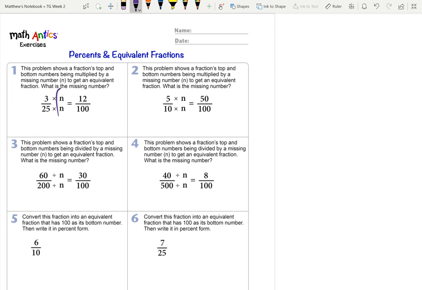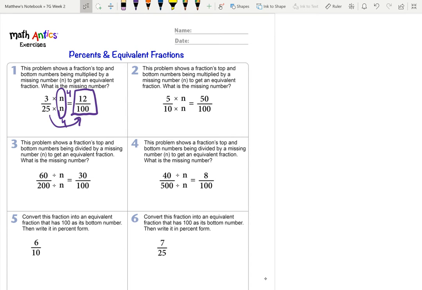So here, n, that's going to represent a number, and we're going to multiply it by the top and bottom. And so here, how would we get from 25 to 100? Well, I need to multiply by 4. And so I'd also need to multiply my top number by 4. And that's how we get our fraction out of 100, 12 over 100.